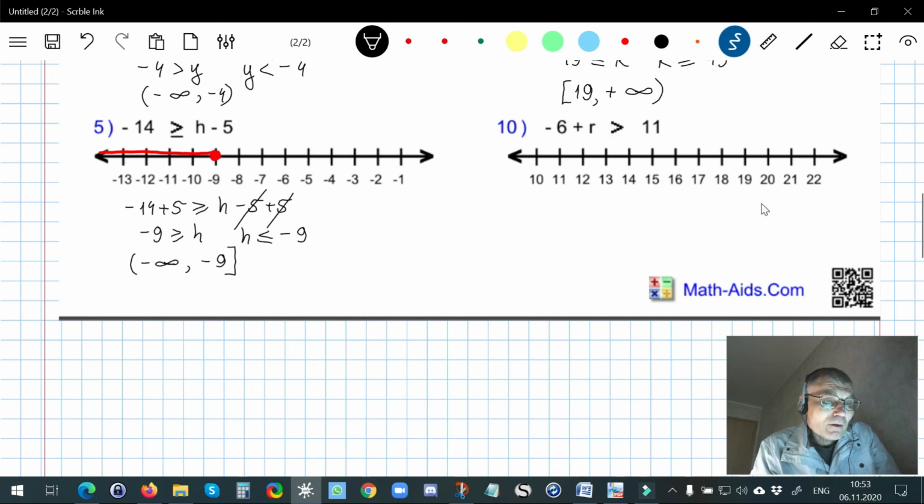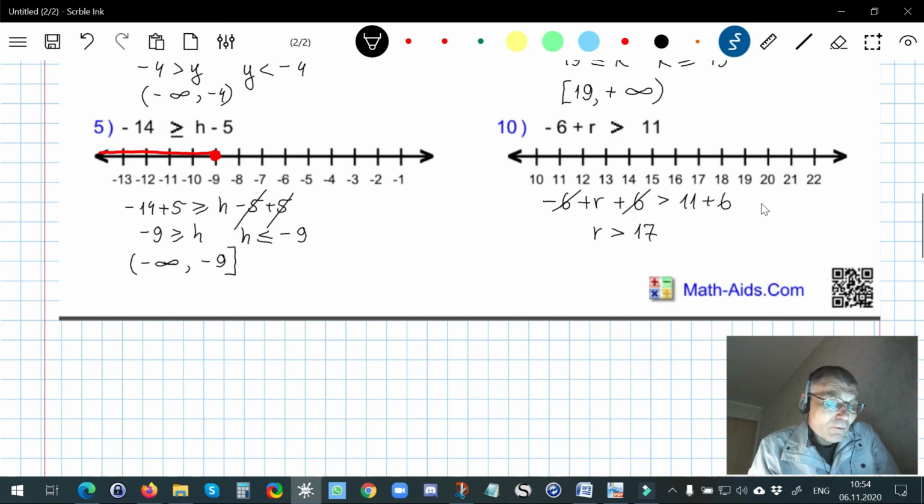The last one, negative 6 plus r is greater than 11. Great. We have to isolate r. Negative 6 plus r and plus 6. I add 6 to both sides of the inequality. 11 plus 6, in order to cancel that negative 6 on the left. So here we go. R is greater than 17, and that's the set builder notation.